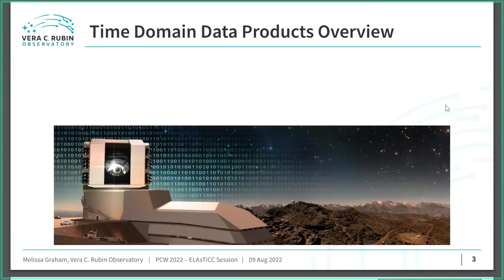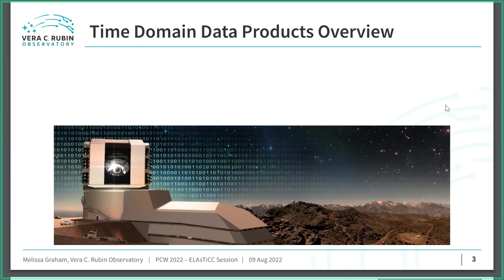Okay. Yeah, so Alex and Alex suggested I could come and tell you a little bit about the data products for time domain astronomy, and in particular, exactly what's going to be in the alert packet. So my name is Melissa Graham, and I work for the data management team as a science analyst. So that's the context for me being here and telling you about what's in the alerts.